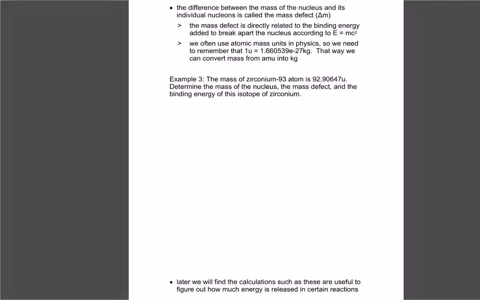Okay, so let's do this last example. So we've got zirconium-93, and it tells us the mass is 92.9 atomic units. So the question is, what is the mass of just the nucleus? So what we have to do to get the nucleus is we know that zirconium is 40 on our table. So we have 93 ZR40. So that means we've got our mass that they gave us, 92.9, and I'll just leave it at that.